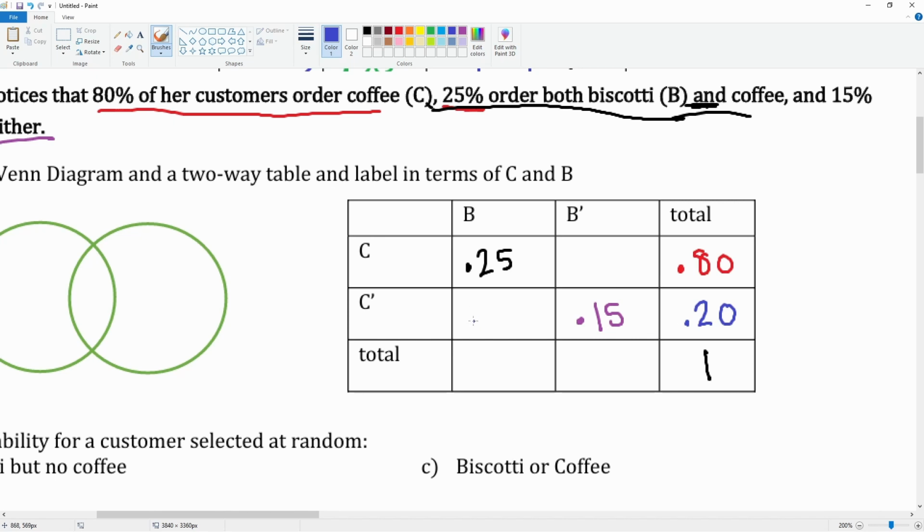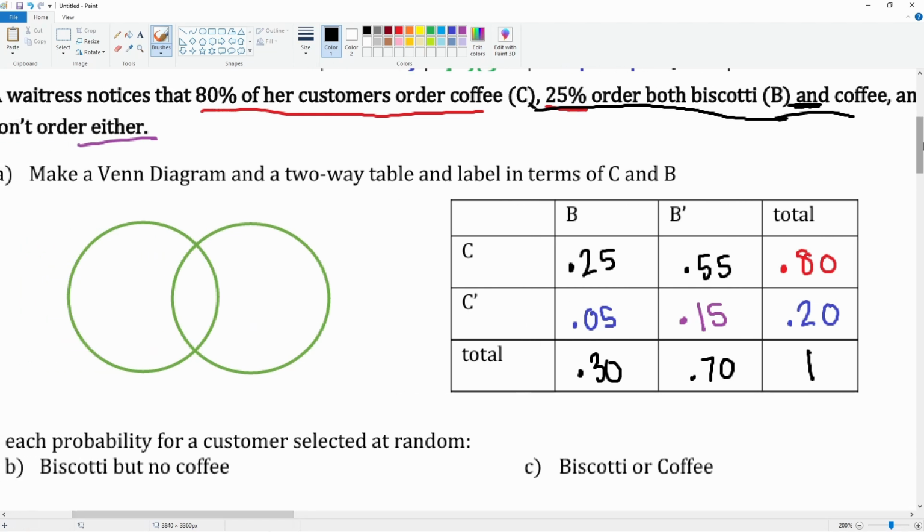Then this is 0.05 because this adds up to 0.20. Then we add 0.25 and 0.05. This becomes 0.30. We can go across: 0.8 minus 0.25 gets you 0.55. Oops, sorry. 0.55, and then 0.55 plus 0.15 gets you 0.70. That becomes 1. Perfect.